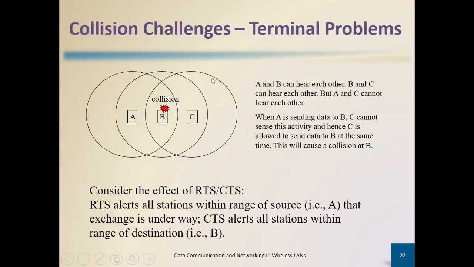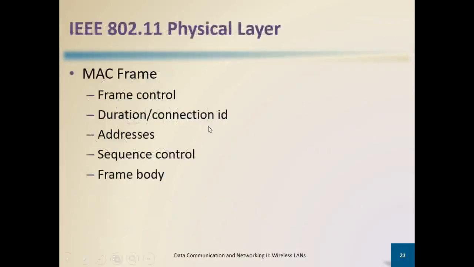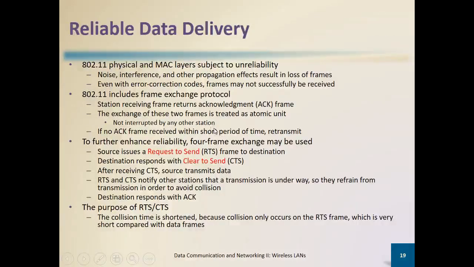Collision is one key challenge that you face within wireless LANs. That's one of the reasons why request to send and clear to send was negotiated as one of the key frame exchanges that was agreed upon within reliability of the delivery.